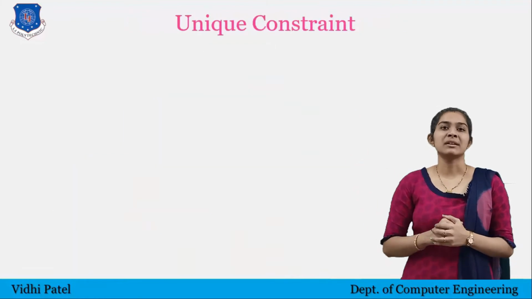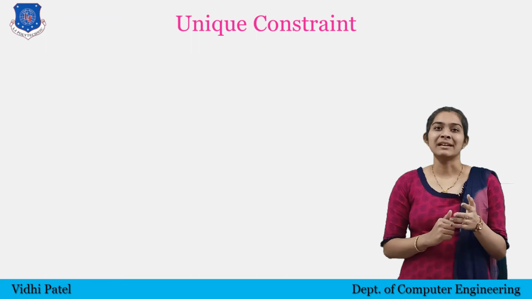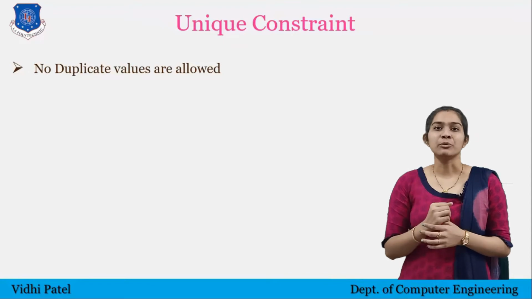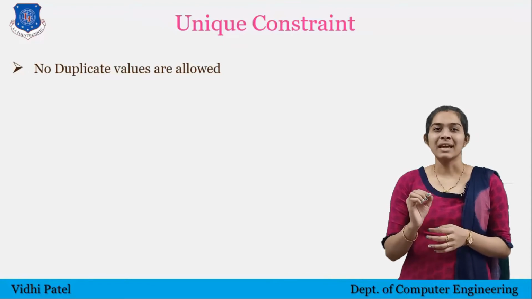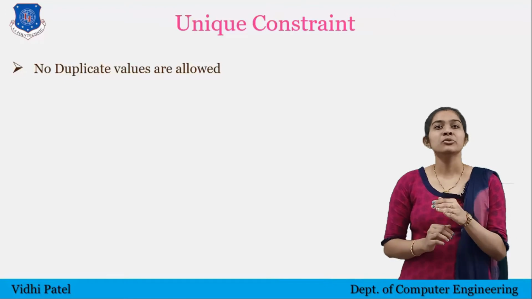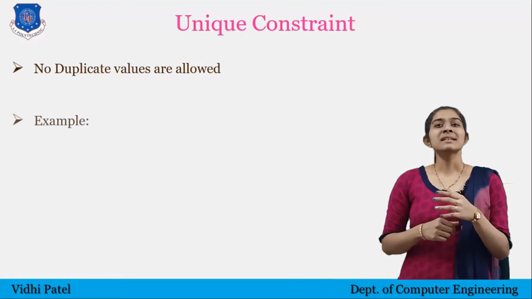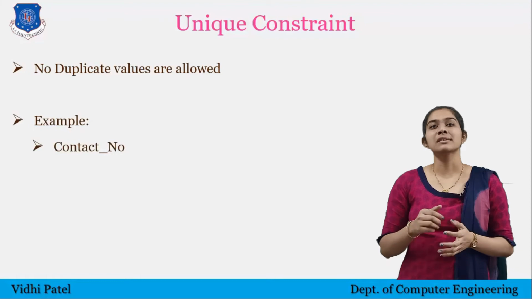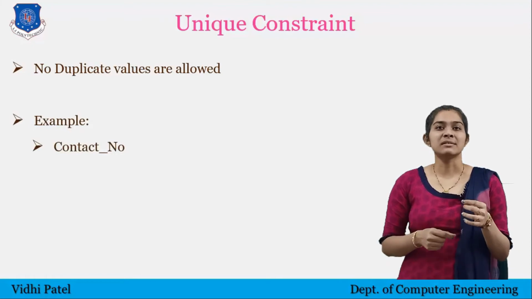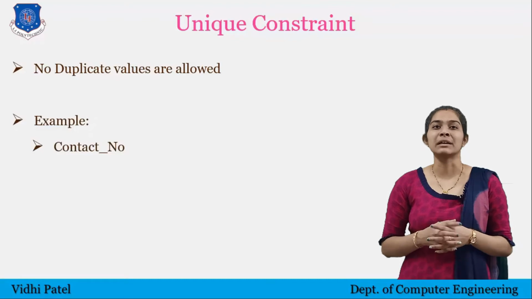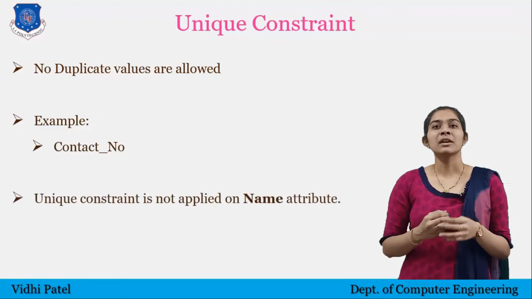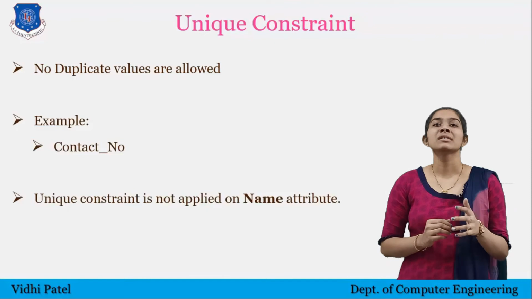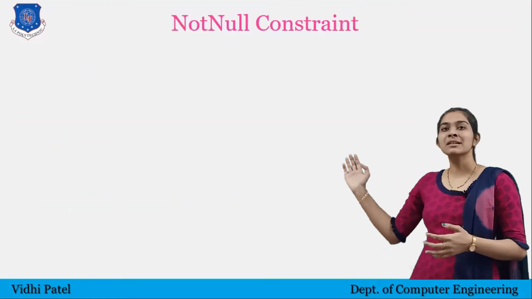Let's start with the unique constraint. From the name, we can understand that unique means no duplicate values allowed in the column. When you make any attribute, any column unique, then duplicate values are not allowed. Only unique values can be entered. Let's take an example of student relation. Apply unique constraint on the contact number attribute in student relation. By defining a unique constraint, user cannot enter duplicate value for contact number attribute. We cannot apply a unique constraint on the name attribute because it may be possible that two or more students have the same name.